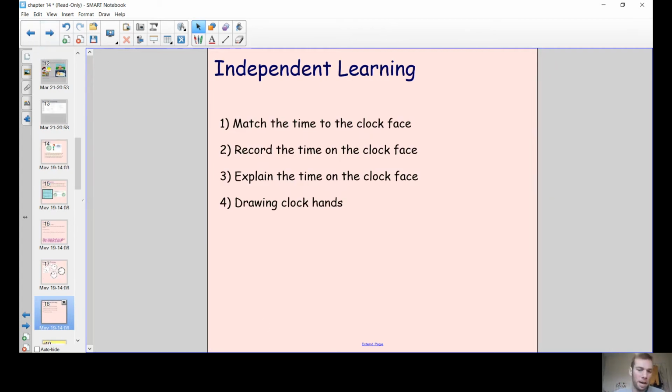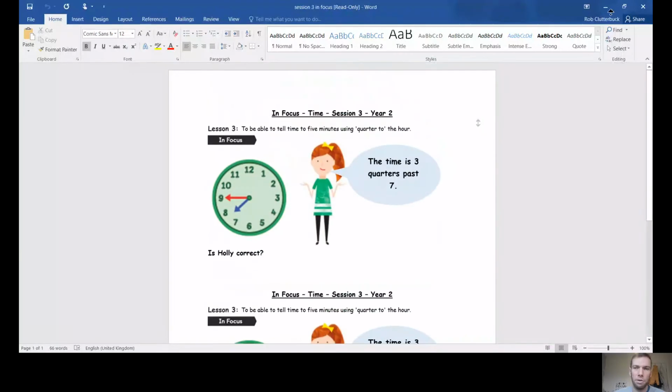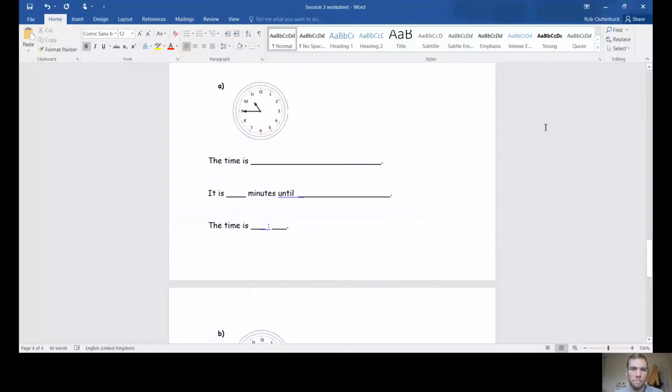Okay, for your independent learning today, I just need to share a different page with you to show you what it looks like. Just get that one up and ready. Okay, session 3. No, that's our wrong one. Apologies. That's the one I wanted.